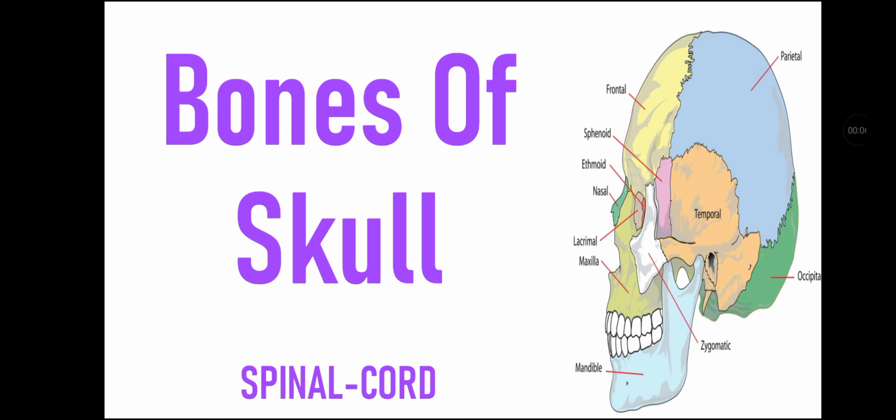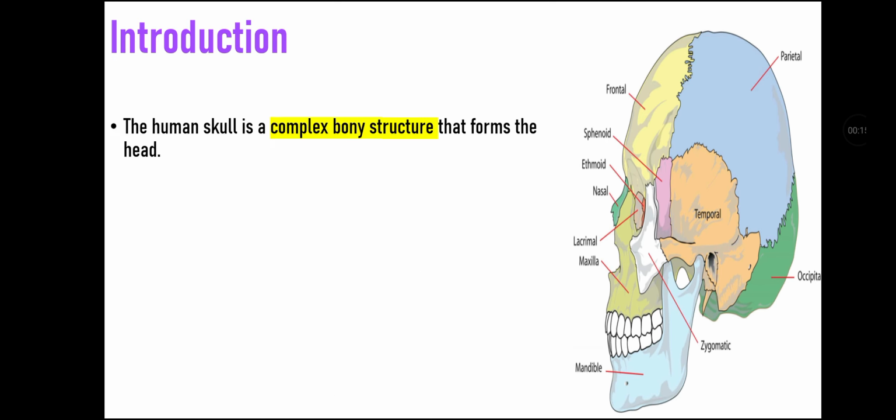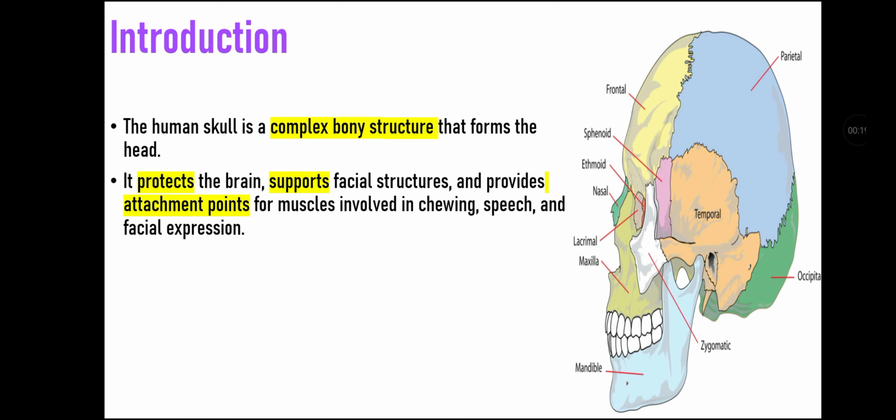And here at the side you can see the diagrammatic representation of the skull showing different bones in different colors for the reference. So let's start the topic with the introduction. The human skull is a complex bony structure that forms the head. It protects the brain, supports facial structures, and provides attachment points for muscles involved in chewing, speech, and facial expression.